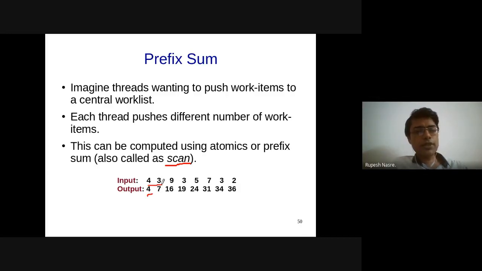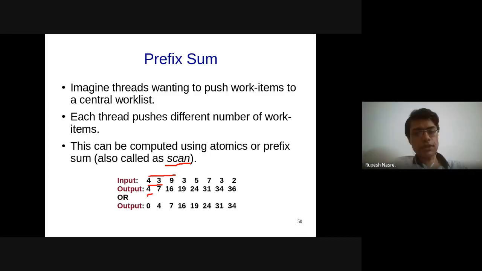Then the sum of these 2 is 7, then the sum of these 3 is 16, and so on. So that is how I compute the cumulative sum. That we are calling the prefix sum. Right? This I would like to compute by modifying.